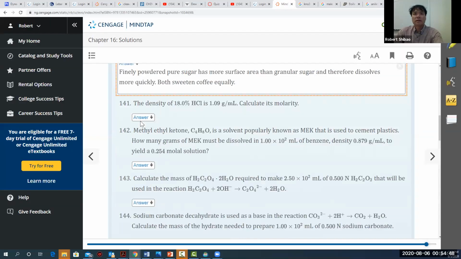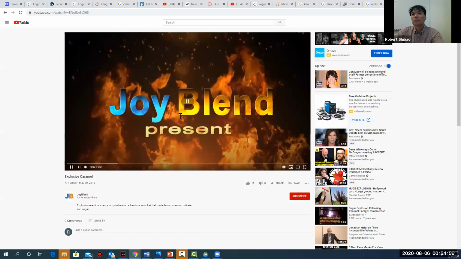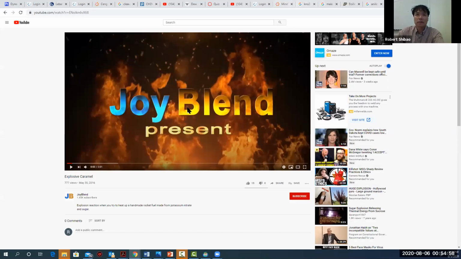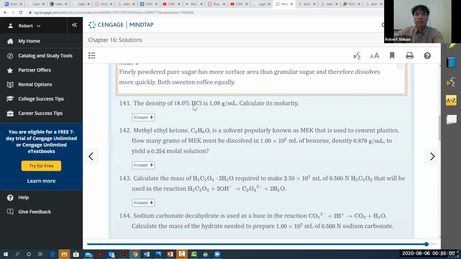The density of 18.0% HCl is 1.09. Calculate molarity. This is a common calculation. And so we're going from percent by mass to molarity. And so this is just dimensional analysis. Let's just set it up really quick. We're going to have 18 grams per 100 grams. And so this is 18.0 grams of pure HCl per 100 grams of HCl solution or mixture.